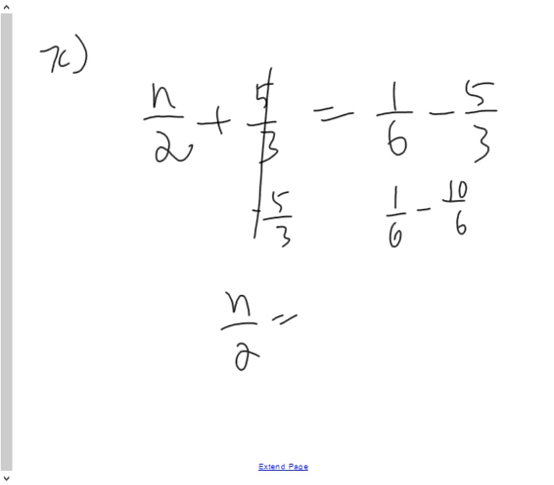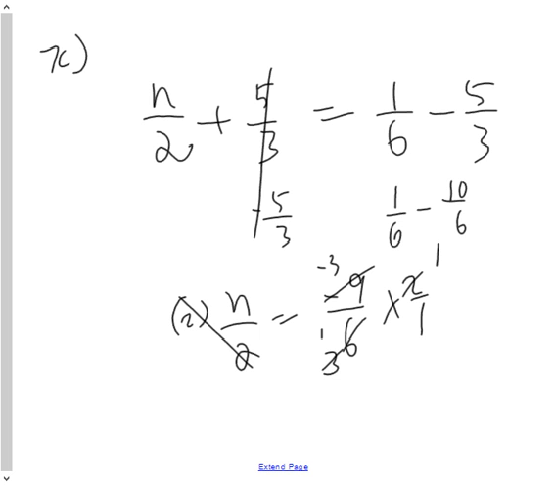1/6 take away 9/6 is negative 8/6. Then you're going to multiply both sides by 2. And since you're multiplying a fraction by 2, usually it's good to remind yourself that that whole number is really a fraction over 2. Look for cross reduction. 2/6 could reduce down to 1/3. Oh, and look at this. And now, negative 9/3 can reduce down to negative 3/1. So really, I end up with n equals negative 3.